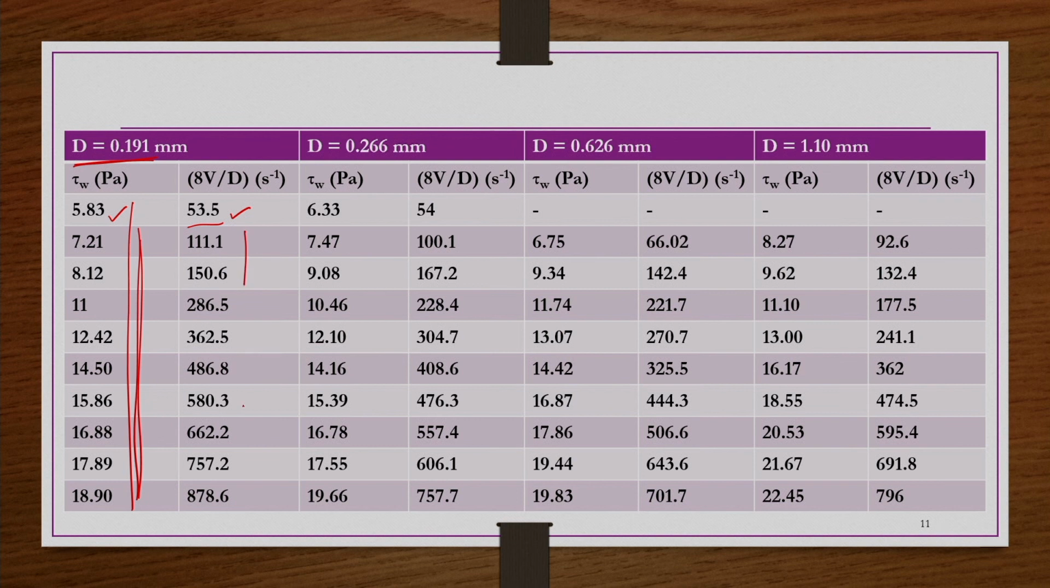Similarly, the remaining points we got here are for the same D equal to 0.191 mm. Similarly, for the other diameter capillaries also we got this tau W versus 8V by D information. Now, for these 4 capillaries of different diameters, whatever Q versus delta P information was there, you converted in terms of tau W versus 8V by D, and then now you plot them.